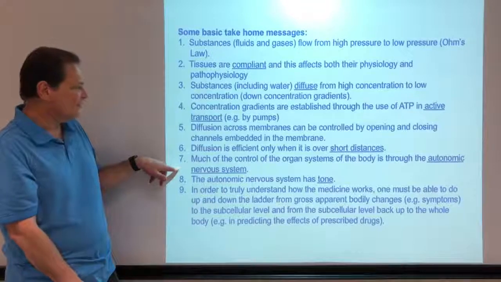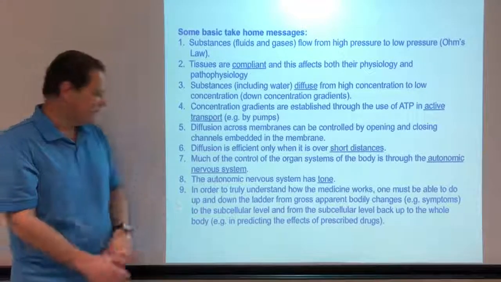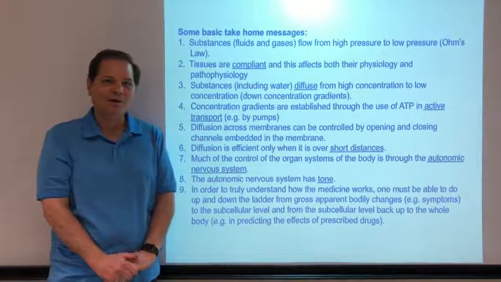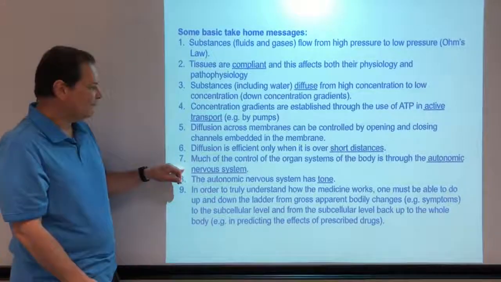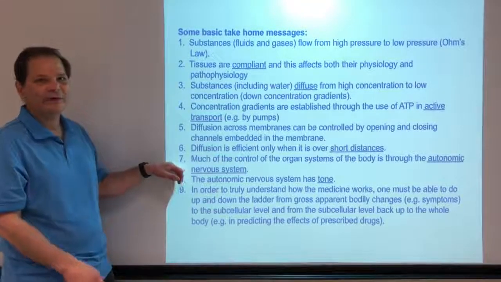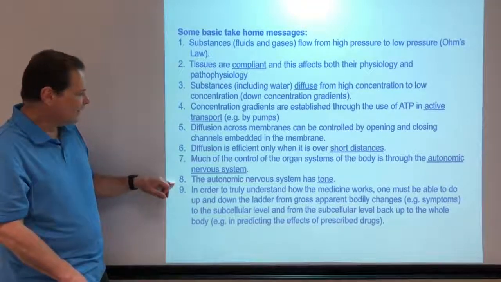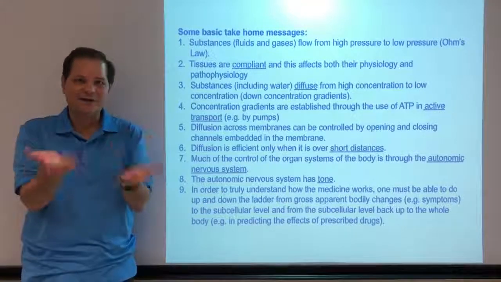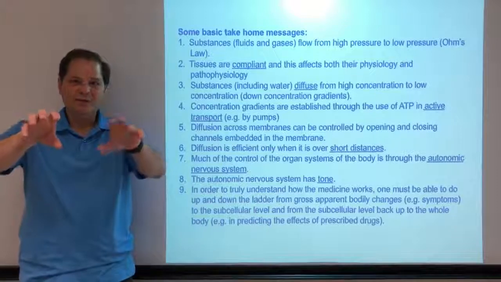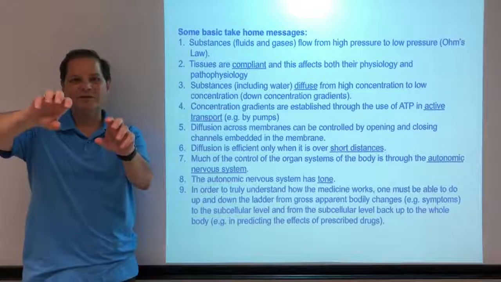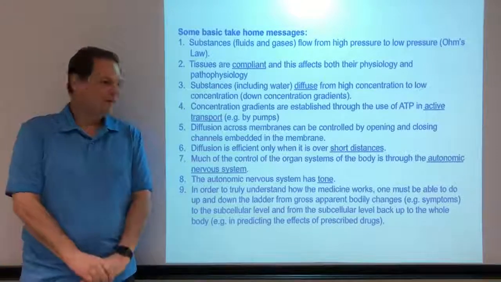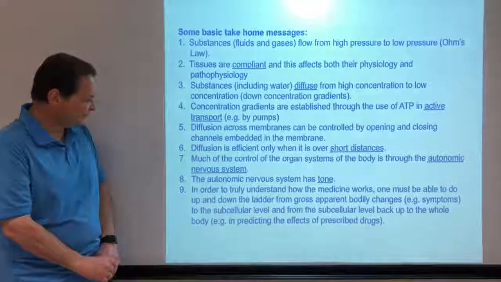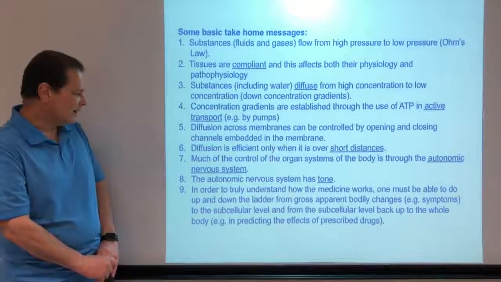Much of the control of the organ systems of your body is through the autonomic nervous system. Remember, we use the heart as a prototypical example where you increase and decrease your heart rate and increase and decrease your cardiac output by altering the two branches of the autonomic nervous system, the sympathetic and parasympathetic branches. The autonomic nervous system has tone. That means that the branches of this system don't work like light switches, they work like volume controls. And there's always some volume there, and it's a question of whether you're turning the volume up or down. But there is always tone, and there's always some activity of both branches of the system, okay? You're not just flipping it on and off.